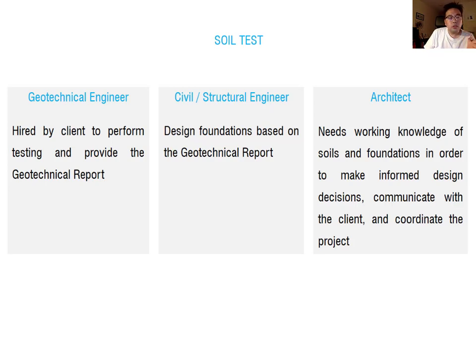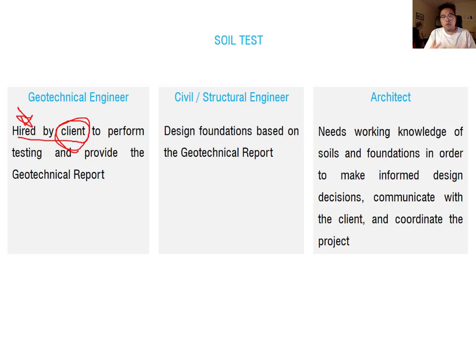First one, the geotech engineer analyzes the earth condition and researches it. But you have to remember, the geotech engineer is hired by the client. Okay, so it's not hired by the architect. You have to remember this, it is really important because of the responsibility.